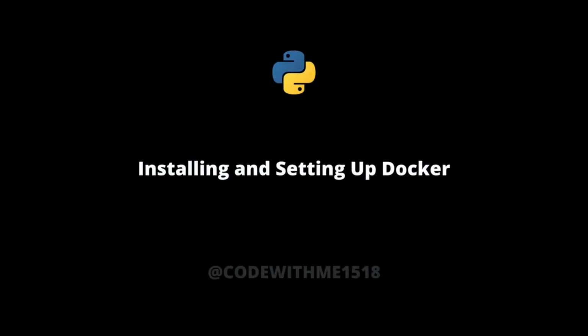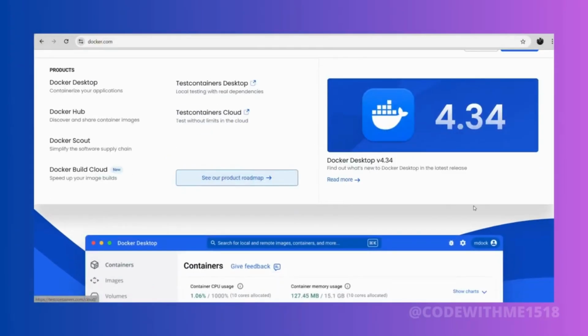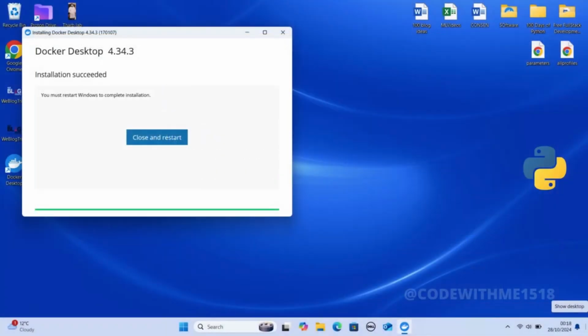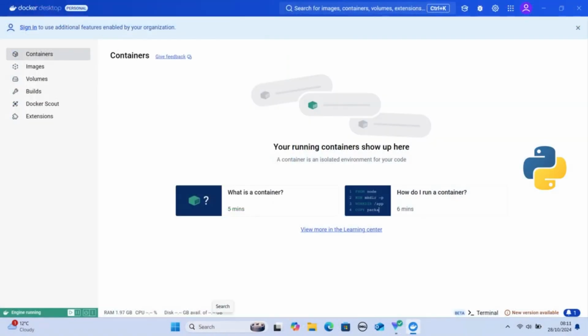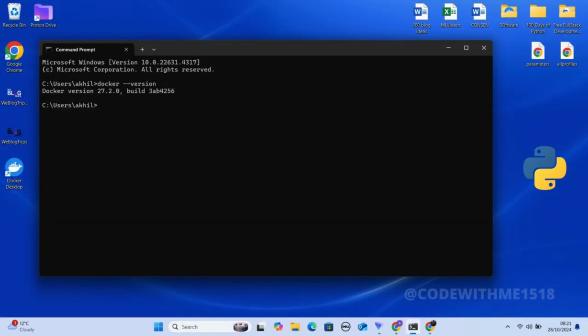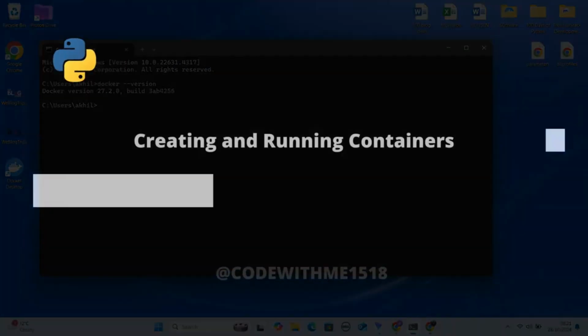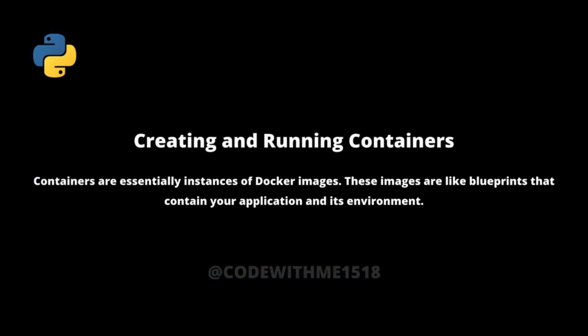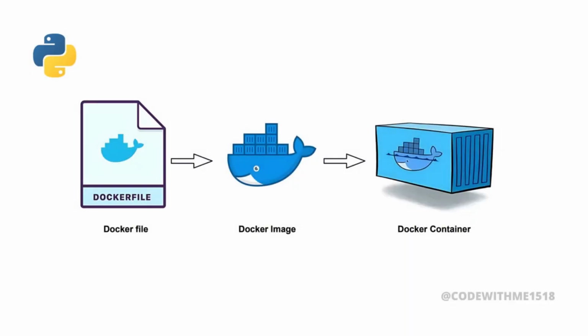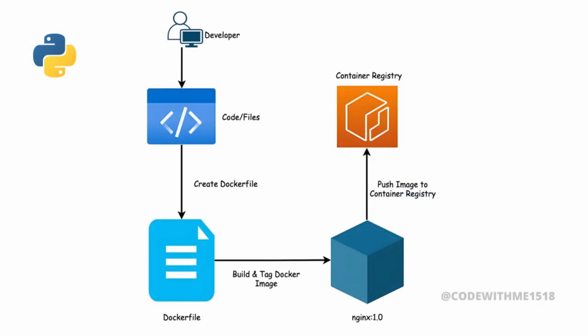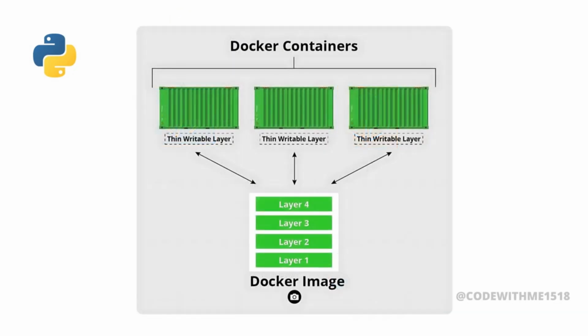If you don't have Docker installed yet, head over to docker.com and download it for your operating system. Once installed, make sure Docker is running by executing this command in your terminal. You should see the Docker version output if it's properly installed. Now, let's dive into creating and running containers. Containers are essentially instances of Docker images. These images are like blueprints that contain your application and its environment.